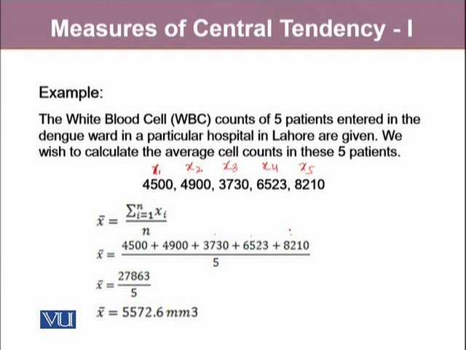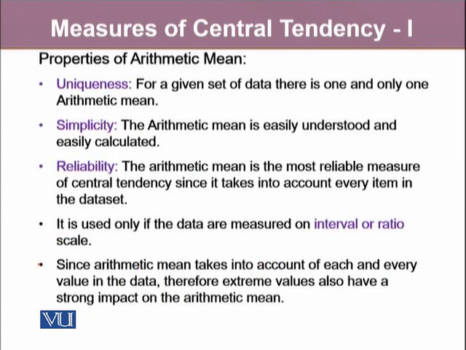This value is an average value which represents all these 5 values given above. The way we interpret this average is that all these 5 patients have an average cell count of 5,572.6.